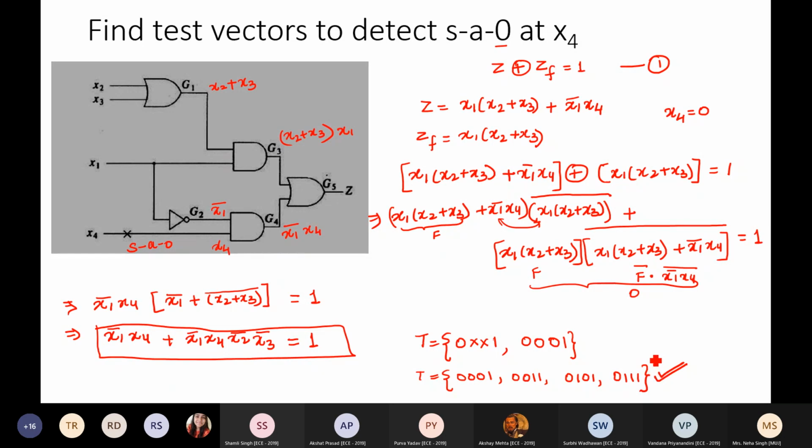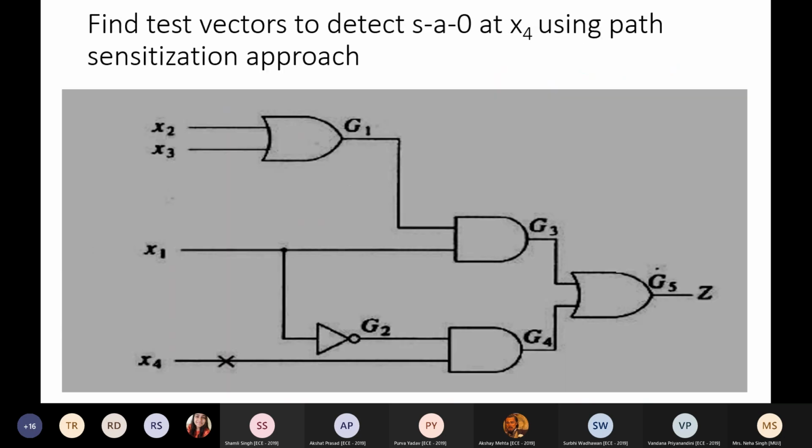Any problem? No problem. Let us repeat the problem with the path sensitization that we do. Path sensitization means वो जो values लिख के हम observe करते थे at primary output and control it using primary inputs. So for that, when I say I have to have a stuck at zero fault at x4, it means faulty input should be 0. So the actual input should have been 1, right?